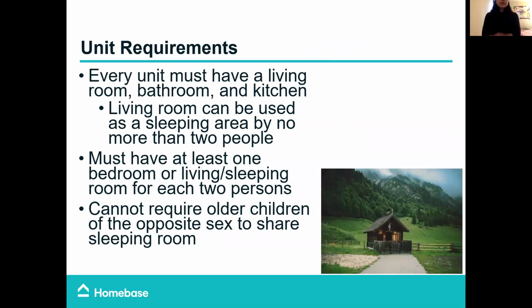So for private units, every unit must have a living room, a bathroom, and a kitchen. Studio apartments count as having a living room. The second bullet point is a requirement per the CoC interim rule. It requires that there's at least one sleeping area for every 2 people. And finally, you cannot require older children of the opposite sex to share a sleeping room. It doesn't matter if children end up wanting to share a room, that's fine, but there needs to be sufficient space to have them sleep in 2 separate areas if that's desired.